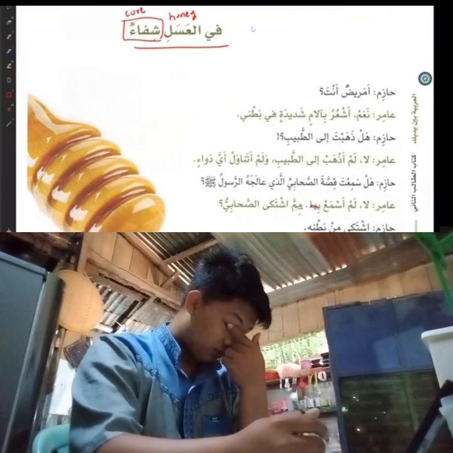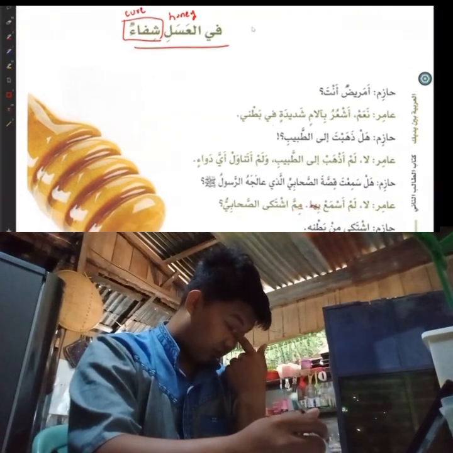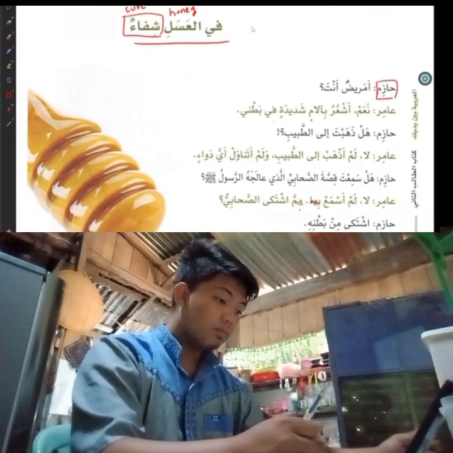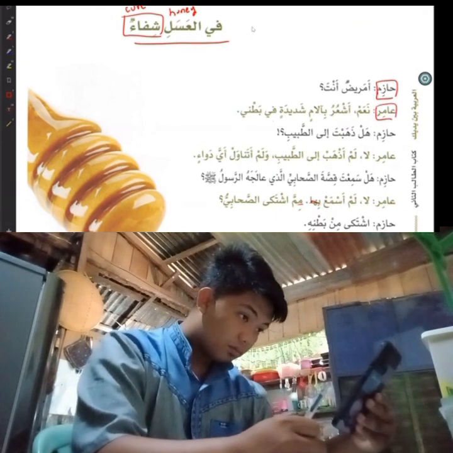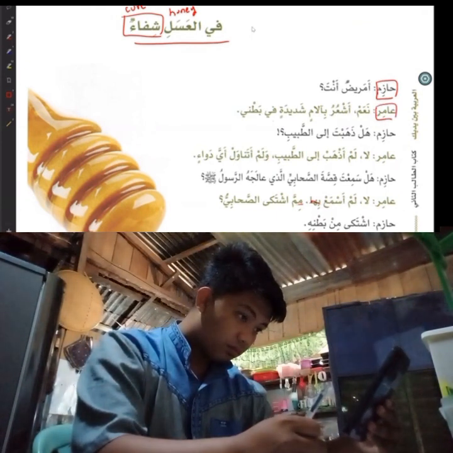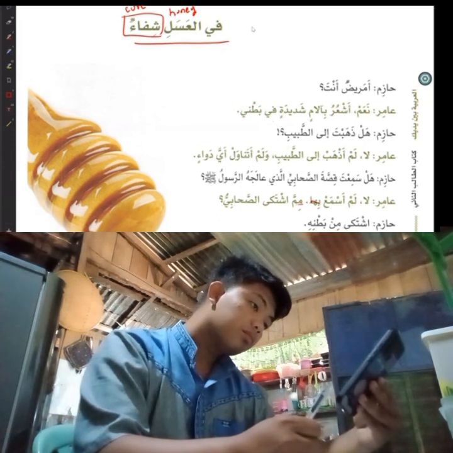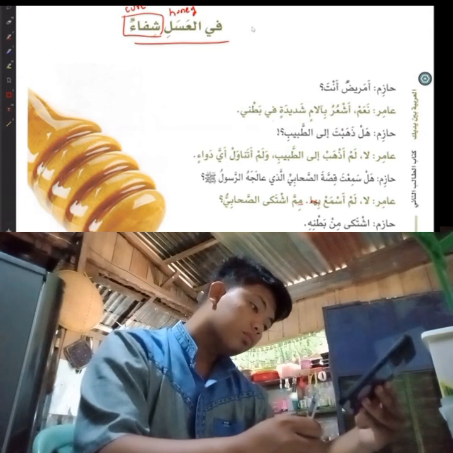So the topic is going to be about honey, and the conversation, as you can see, is between Hazim and Amir. So what I'll do first is play the audio that comes with the book, so you can listen to the whole conversation first, and then we'll go back and translate and understand the text. Okay.